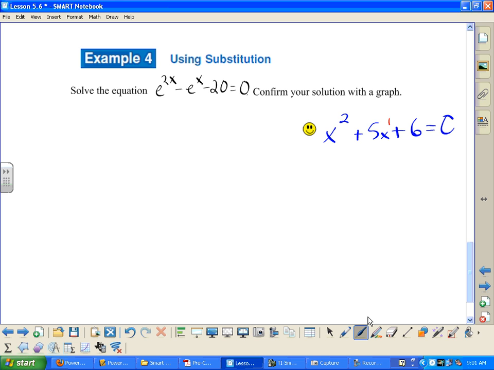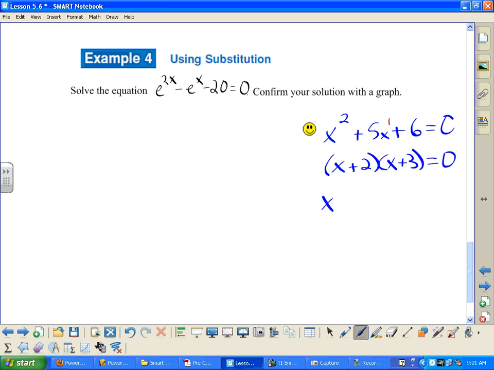And one of the keys is the fact that we have x squared and 5x to the first power, that the exponent for the first term is always double the exponent for the middle term. And we can factor this and get x plus 2 times x plus 3, that quantity equals 0.